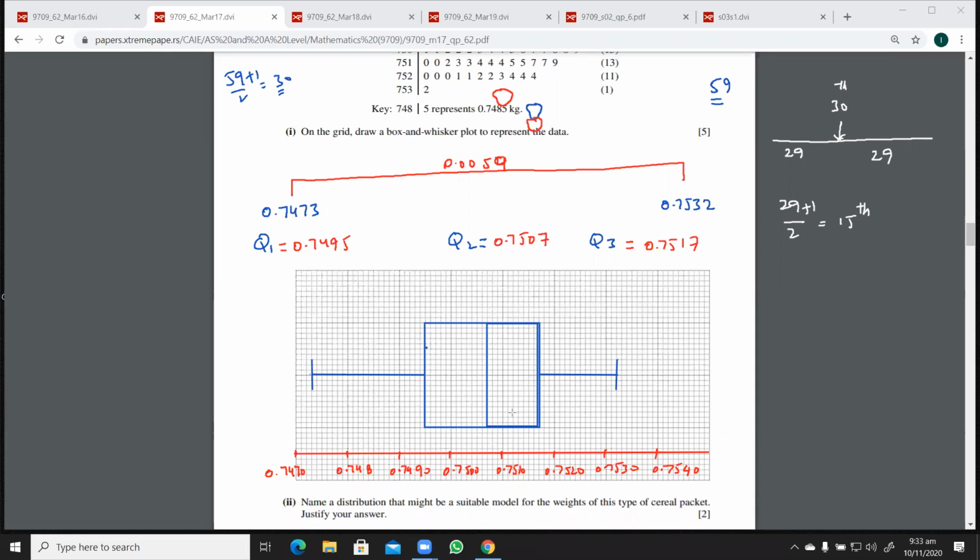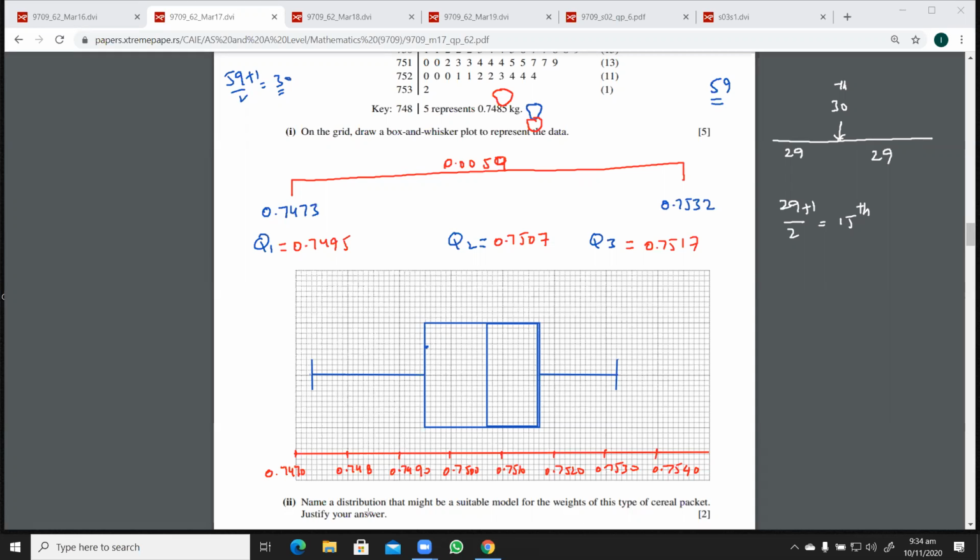Got it? That is how you have your box and whisker plot. It looks a bit wider. You could have drawn the box like this, so it could have been a bit better. Anyhow, there's no problem with this. Okay?